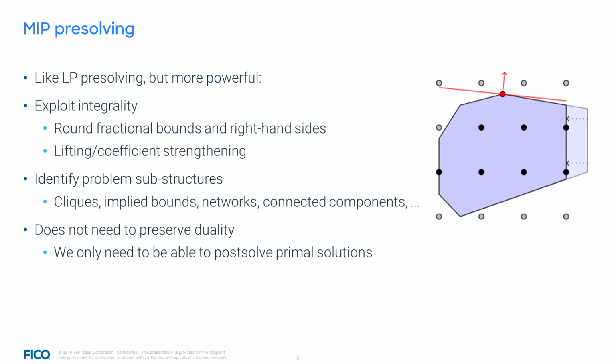In MIP presolving, there is no need to preserve duality, simply because there's no concept of MIP duality. It only needs to guarantee the ability to post-solve primal solutions, and this allows to conduct some reductions in MIP presolving that are not possible in LP presolving.